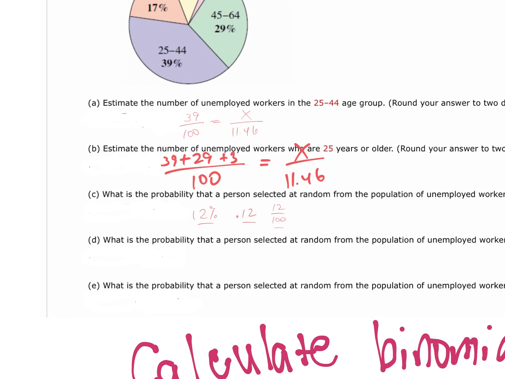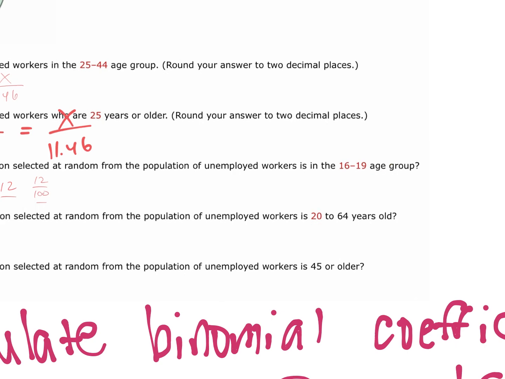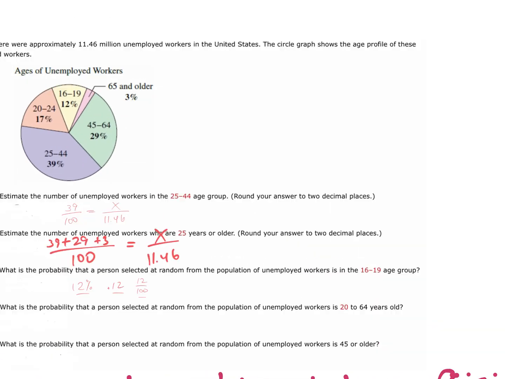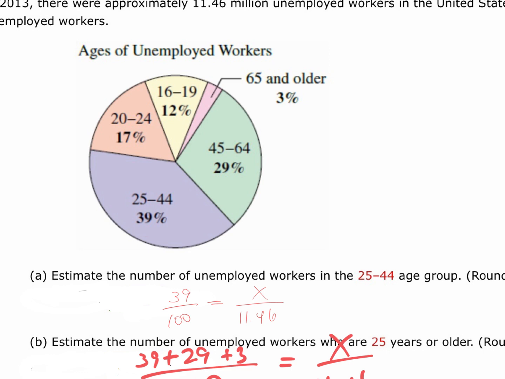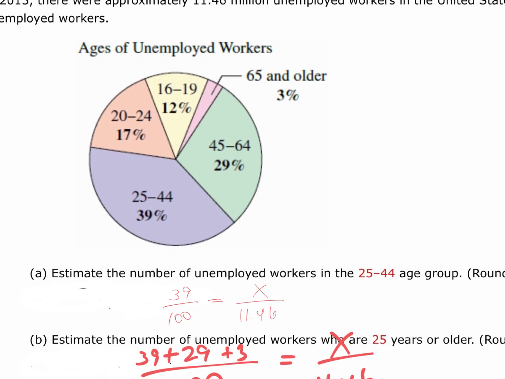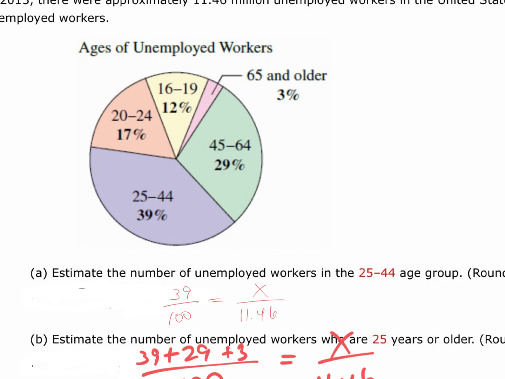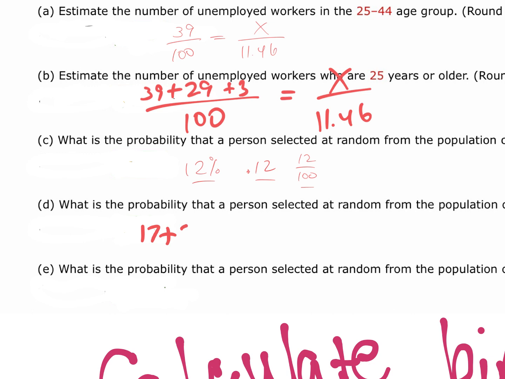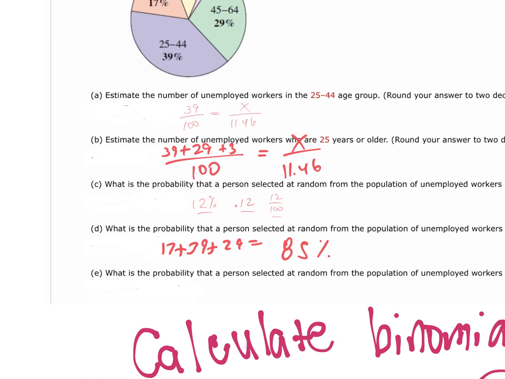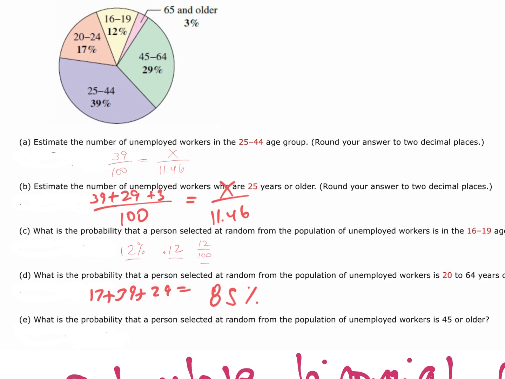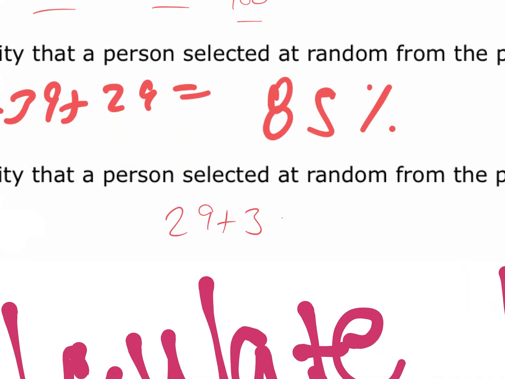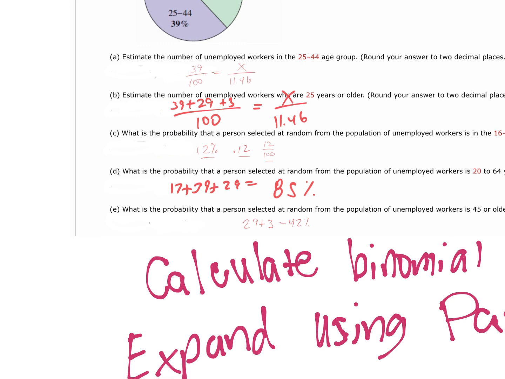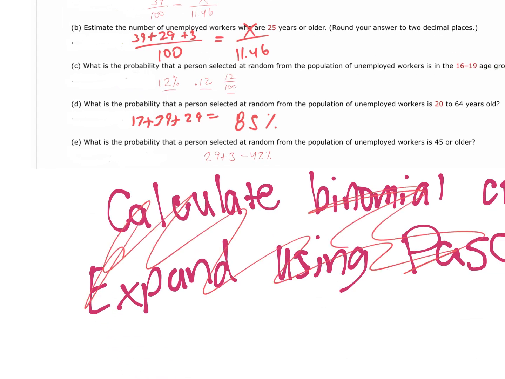What's the probability here that the unemployed person is from 20 to 64? Well, how do you figure that out? Look at the chart. 20 to 64. I'm going to add. So 17 plus 39 plus 29. What is that, about 85% of your pie chart? What's the probability that the person is 45 or older? 29 and 3. So 42%. This is from last year. Don't worry about this. We're not doing Pascal's right now.